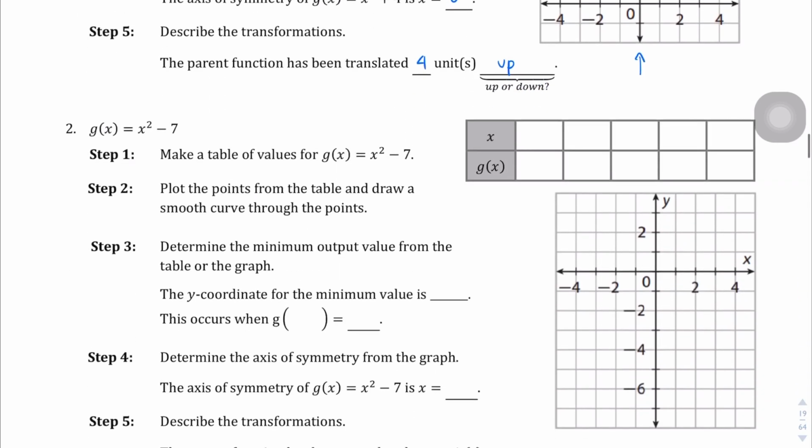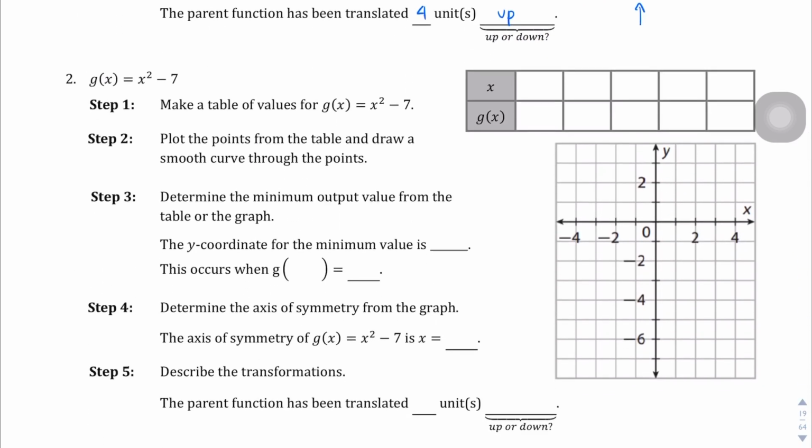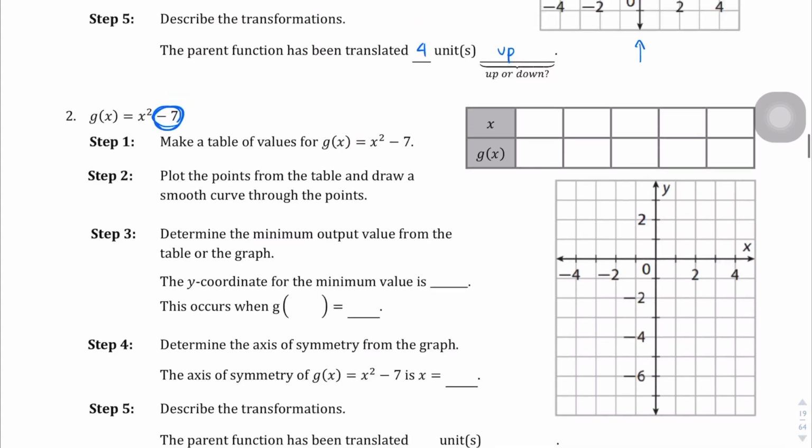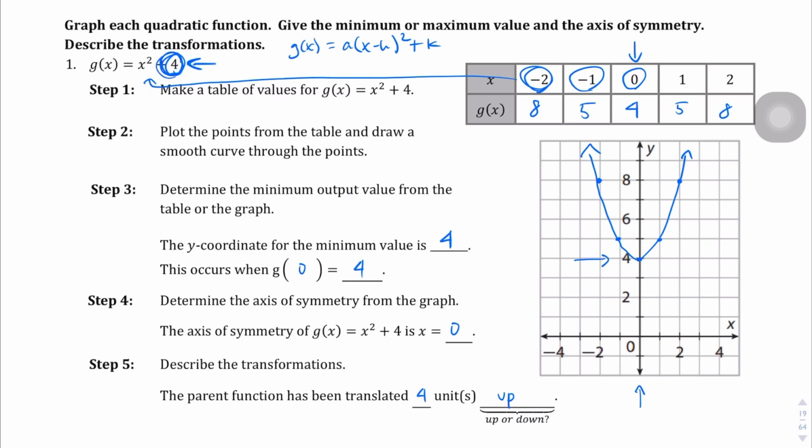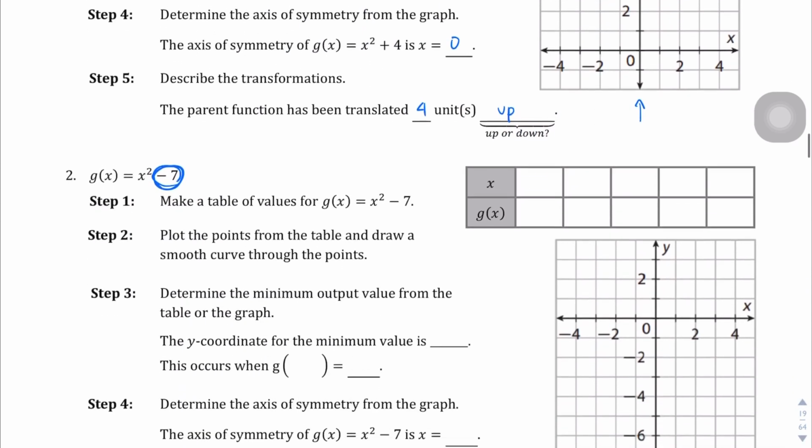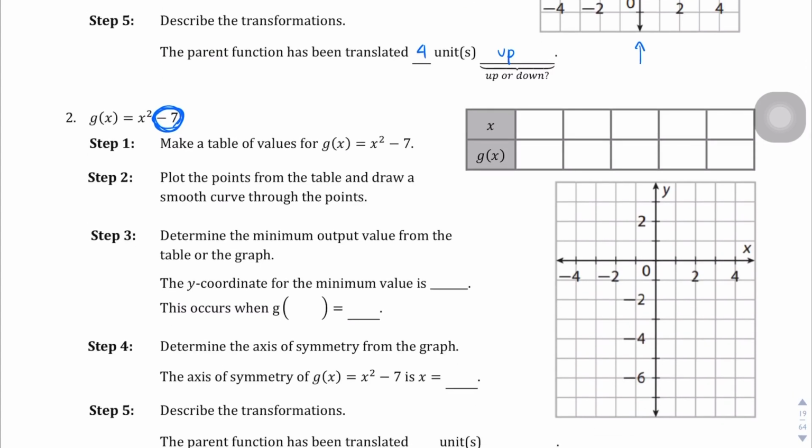Okay, so let's take a guess at what question 2 is going to be. We can see that the k value here is negative 7. Just take a wild guess, is it going to go up or down? Before it was positive 4 and went up 4 units. What do you think negative 7 is going to do? Well, hopefully you've gotten to the hypothesis that with this one you're going to go down 7 units, and certainly let's take a look at what's going to happen.